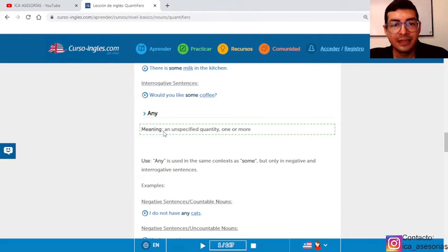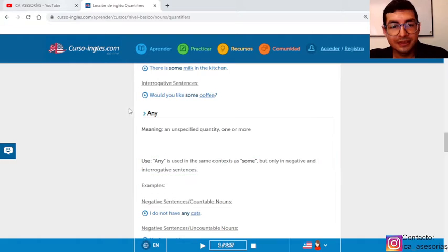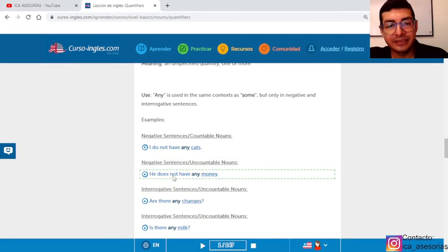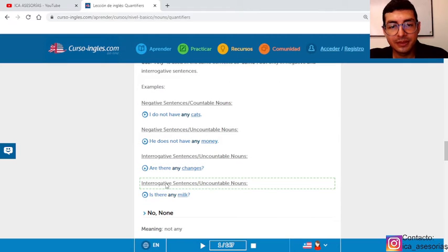Any, meaning an unspecified quantity, one or more. Use. Any is used in the same context as some, but only in negative and interrogative sentences. Examples. Negative sentences, countable nouns. I do not have any cats. Negative sentences, uncountable nouns. He does not have any money. Interrogative sentences, countable nouns. Are there any changes? Interrogative sentences, uncountable nouns. Is there any milk?